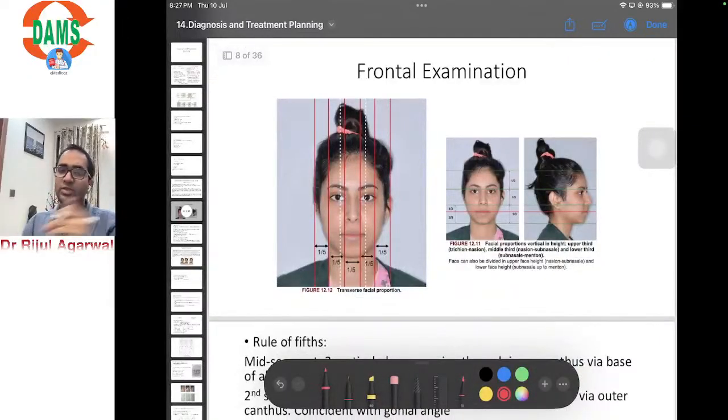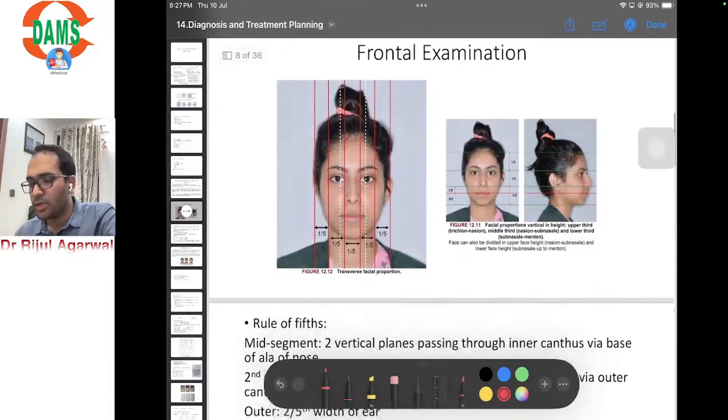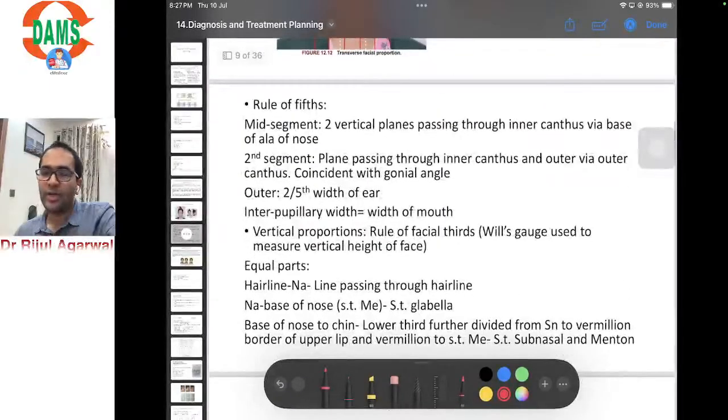So beginning with the macro aesthetics, that is first with the frontal examination. So very easy. So there comes the rule of fifths and rule of thirds. Okay, so in horizontal proportion, the face is divided into 5 parts, and in the vertical proportion, the face is divided into 3 parts. So important क्या है? Important है from where the lines are passing.